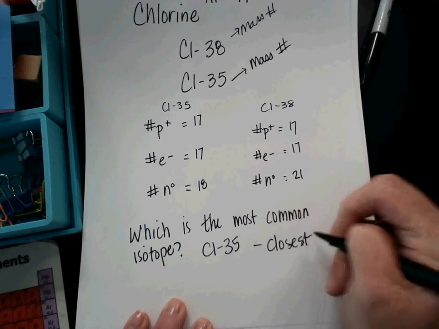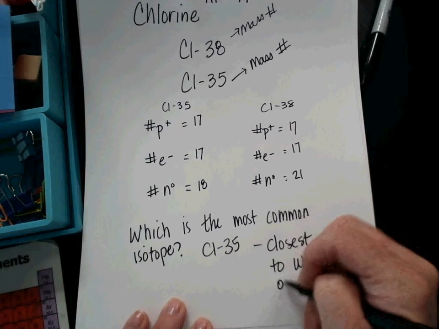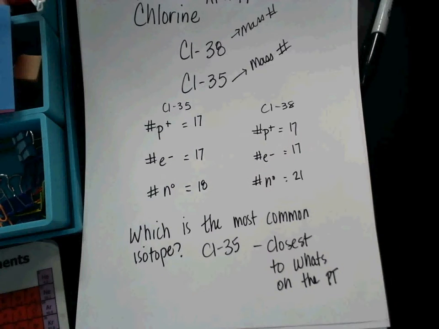It's closest to what's on the periodic table. So whatever's closest, even if you have 8 of them, you pick the one that's the closest.